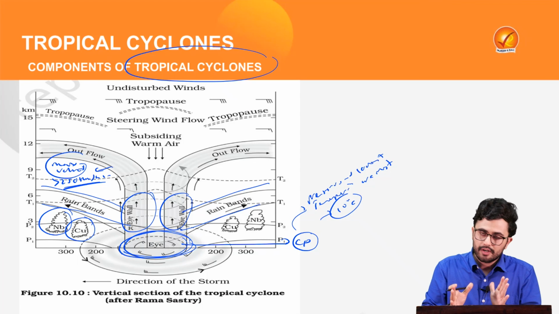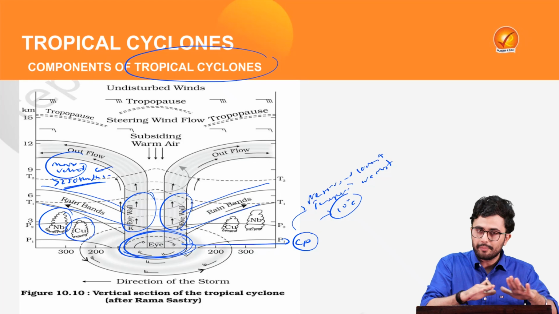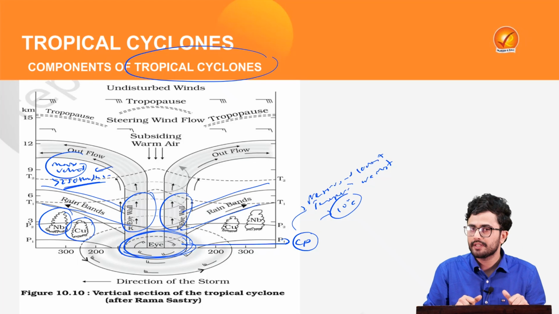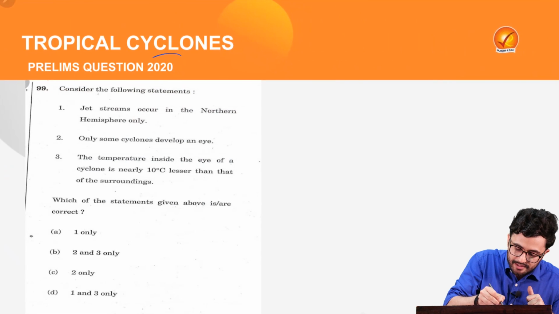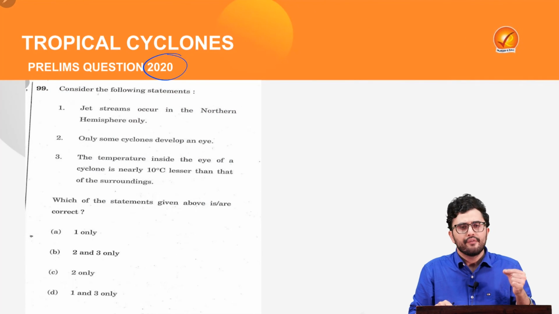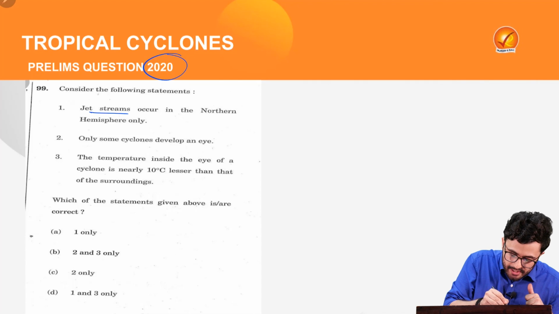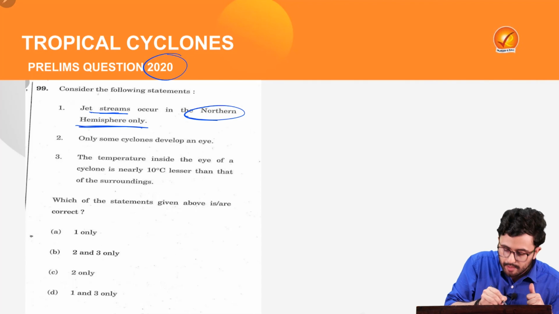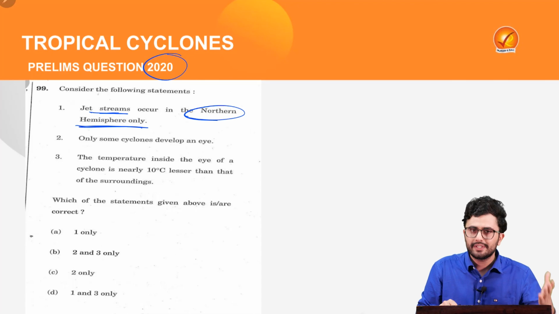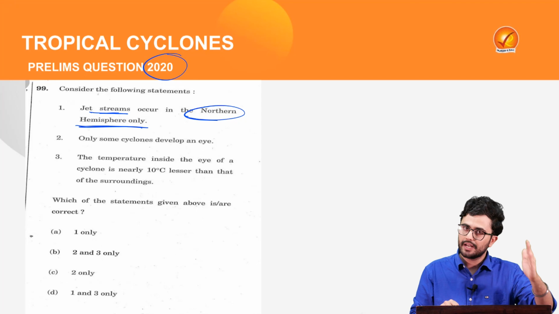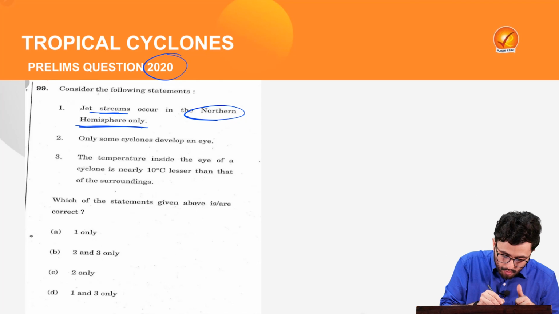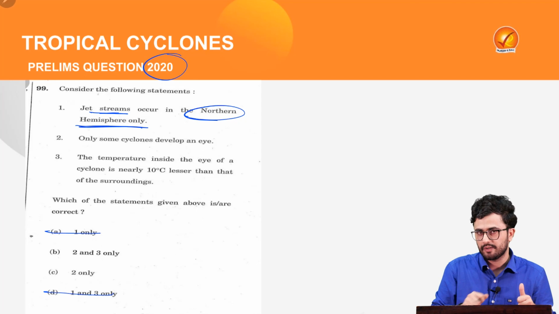Now, as we have understood about these major components of tropical cyclones, let's try to solve a prelims question which appeared in the year 2020, where the first statement says that jet streams occur in the northern hemisphere only. But we know that jet streams, which are geostrophic winds, occur in both the southern as well as the northern hemisphere. So we can safely remove the first statement.